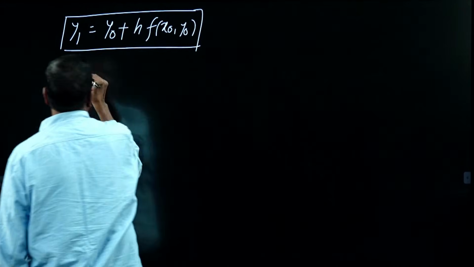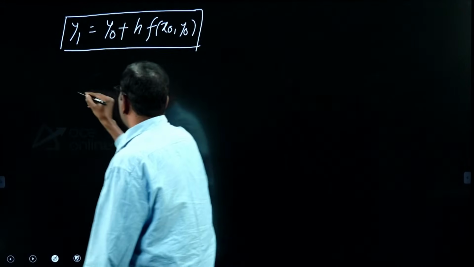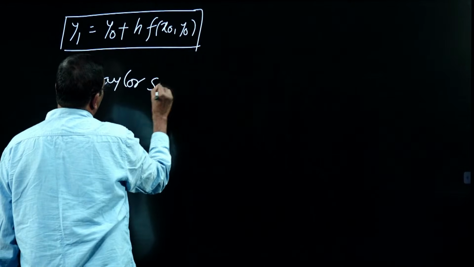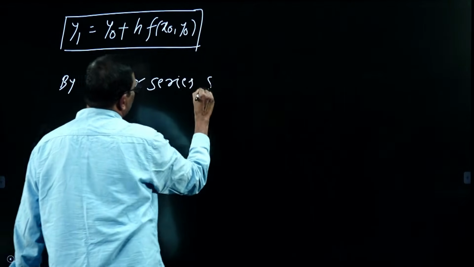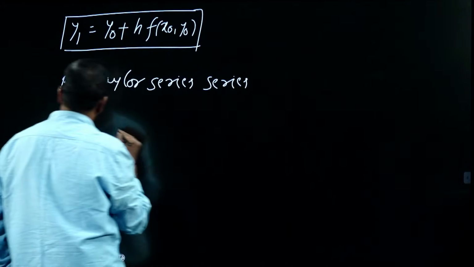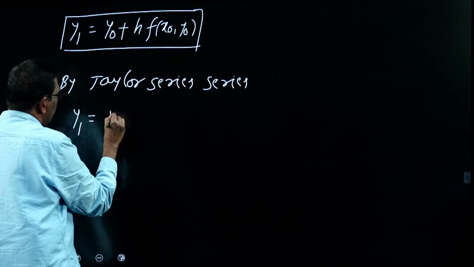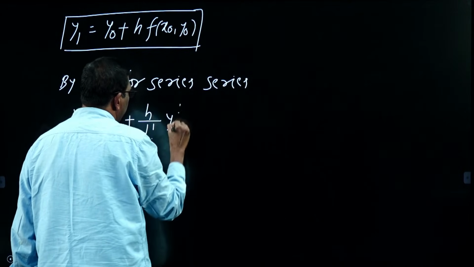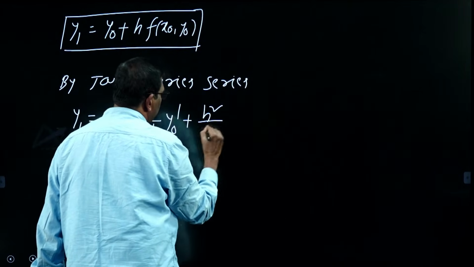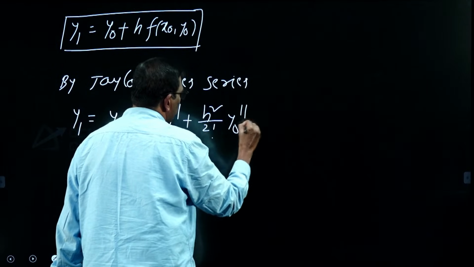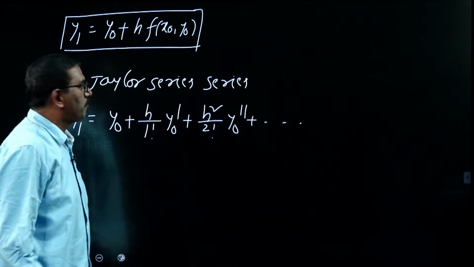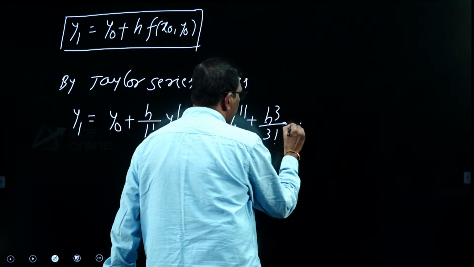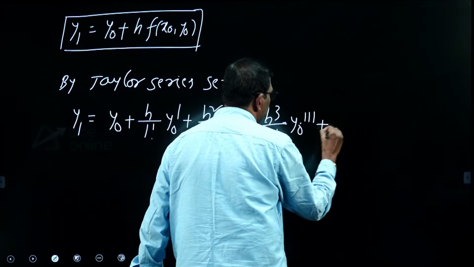But what is the Taylor series method formula? By Taylor series, you already know how to calculate the truncated error. By Taylor series, y1 is equal to y0 plus h by 1 factorial into y0 dash plus h square by 2 factorial into y0 double dash plus and so on. For more clarity, one more step: h cube by 3 factorial into y0 triple dash plus and so on.